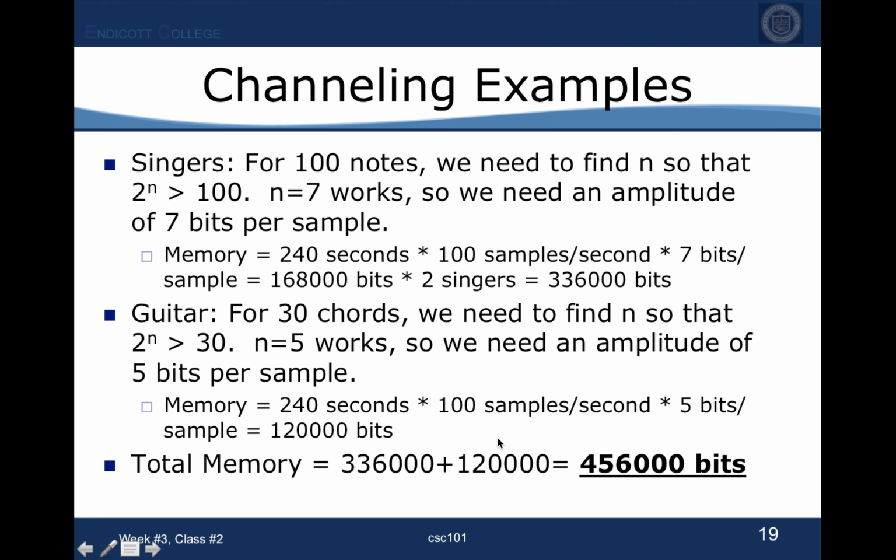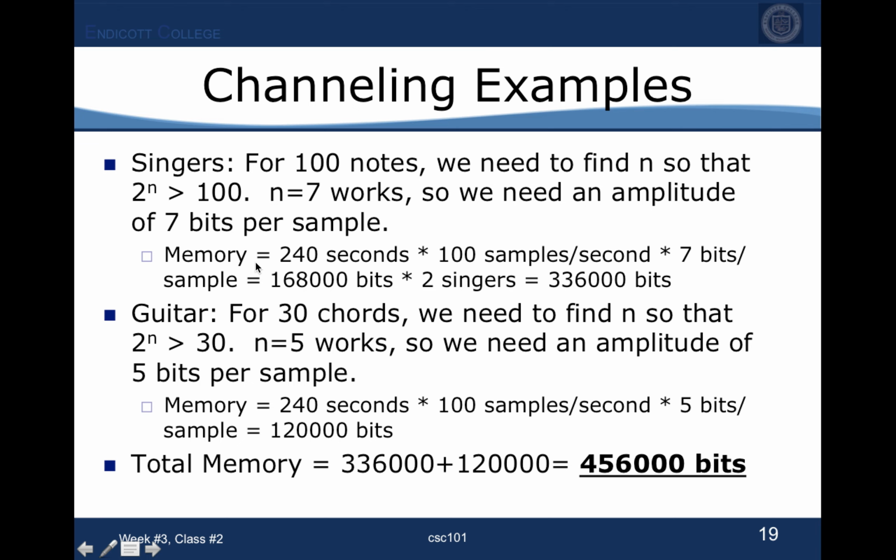Well, let's see. For the singers, we wanted to be able to recognize 100 different tones or notes. Remember, it's 2 to the n notes. So I'm looking for an n that makes 2 to the n at least 100. If you do the usual trick, which is to keep doubling until you get over 100, you'll find that 2 to the 6th is 64, but 2 to the 7th is 128. So that's the first time we go over 100. So we need 7 bits for our amplitude.